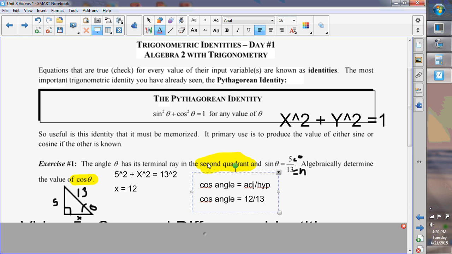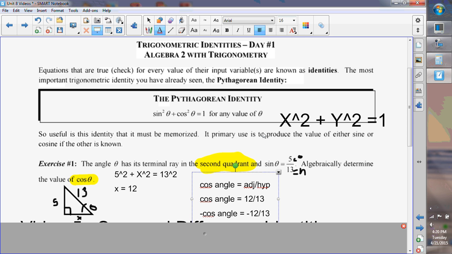But remember this other thing that I highlighted, saying that we're in the second quadrant? That means that we know that we're not actually finding just the reference angle idea, but that we're looking for the negative cosine of the angle. So that's going to be negative 12/13. And that's all there is to using the Pythagorean identity.